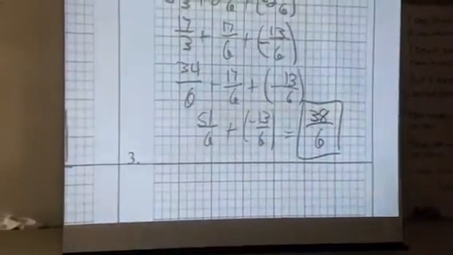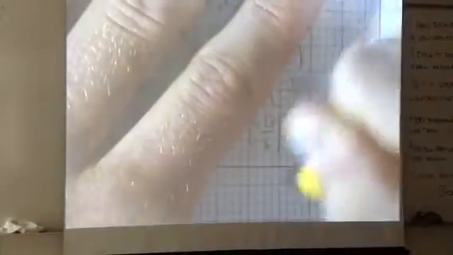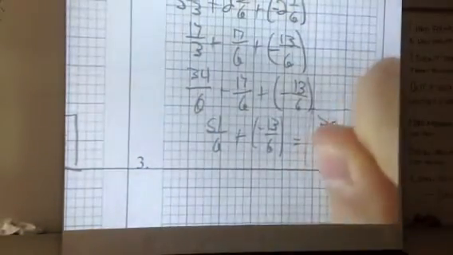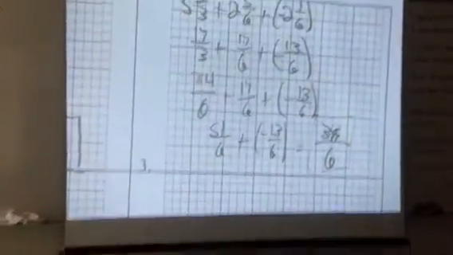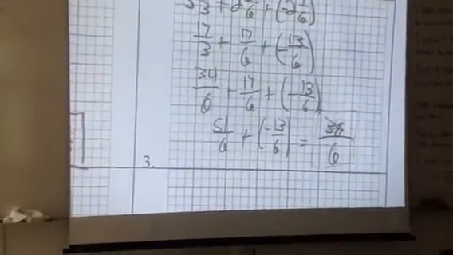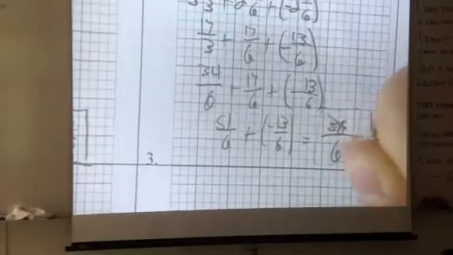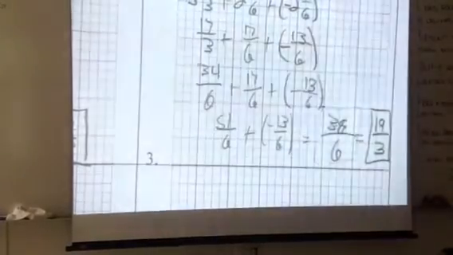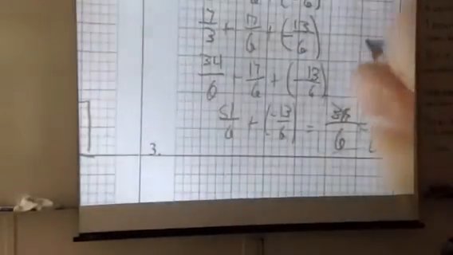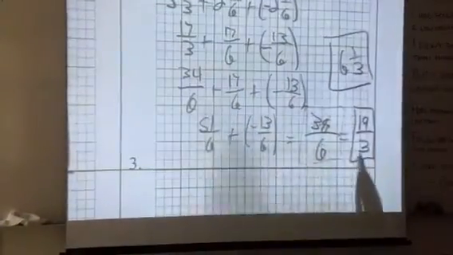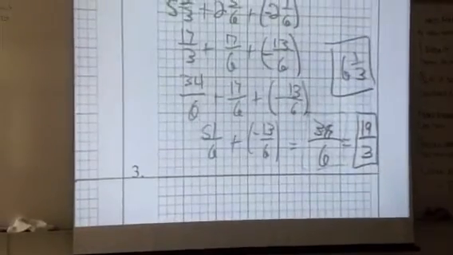38 sixths, or we could simplify that. Let's not box that in because that could be simplified. Both 38 and 6 can be divided by 2. If I divide 38 by 2, I get 19. So that could be 19 thirds, because 6 divided by 2 is 3. 19 thirds or 6 1/3. I will accept 6 1/3, but I really prefer it as an improper fraction. I prefer it as 19 thirds.